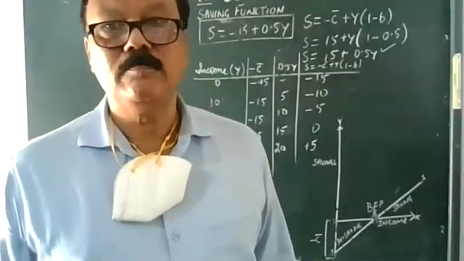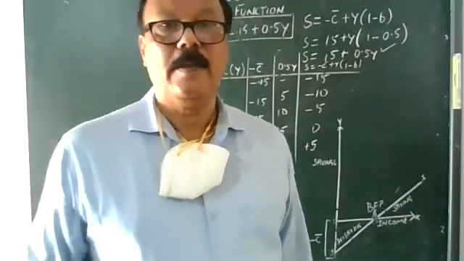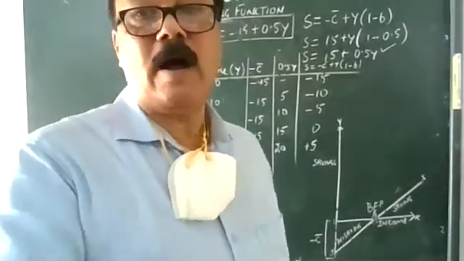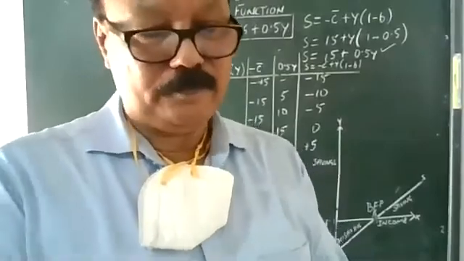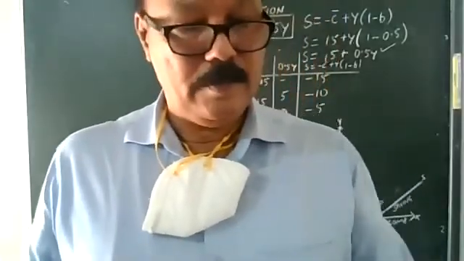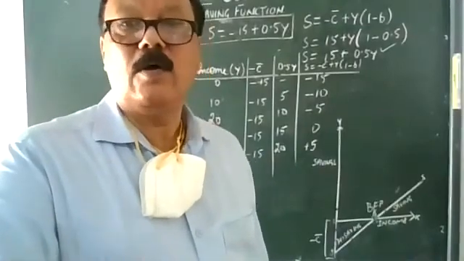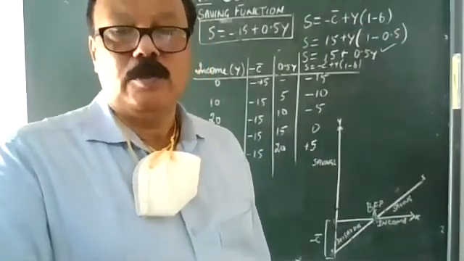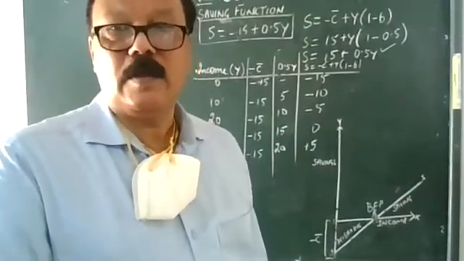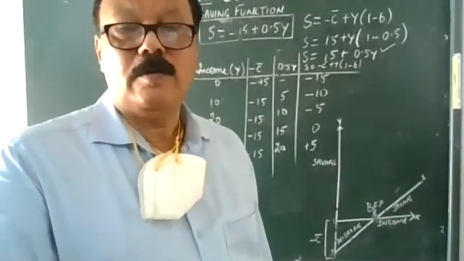Is that okay, children? Okay. The next one we will do tomorrow is marginal propensity to save and features of APS and MPS. This we will take up tomorrow. So till here we will stop today's class and we will continue tomorrow same time.